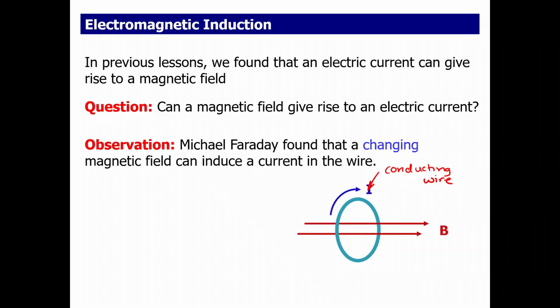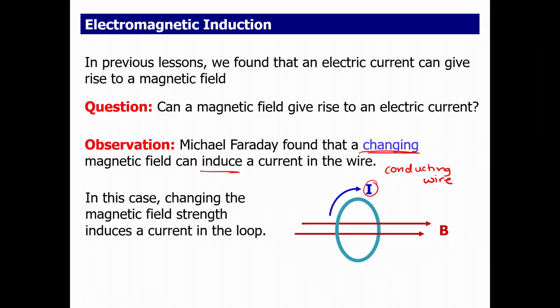But if you change the strength of that magnetic field, what ends up happening is while the magnetic field is changing, you will induce a current. But once the magnetic field becomes constant, no current flows. So this idea that a changing magnetic field can induce a current in the wire is called electromagnetic induction. Induction, induce, cause.